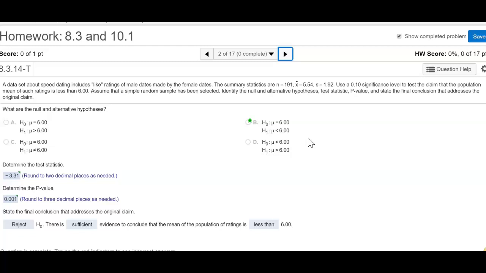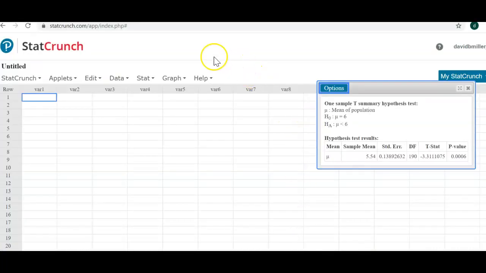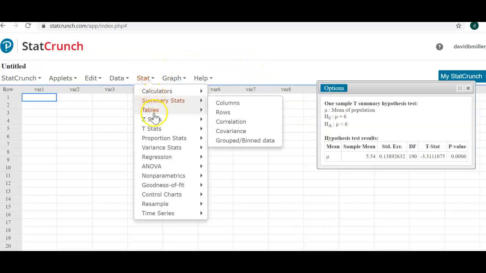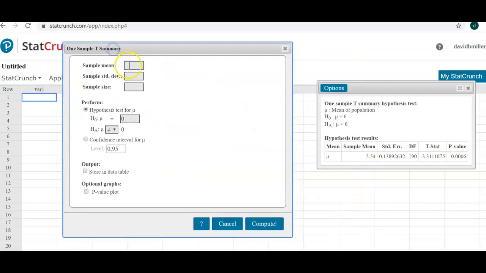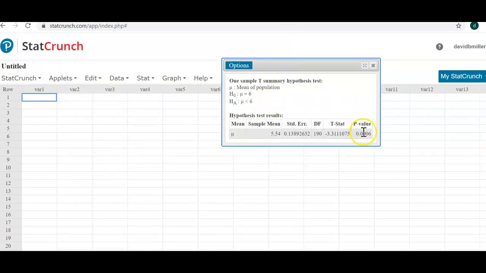So on this one, the null hypothesis is that the mean is 6. We are testing that it's less than 6, so that is our alternative hypothesis. And then everything else on here comes from StatCrunch. So what I did over on StatCrunch is I went to Stat, T Stat, One Sample with Summary, and I put in the mean, the standard deviation, the sample size, my test of 6 and less than 6, and then I computed. You can see those results here.